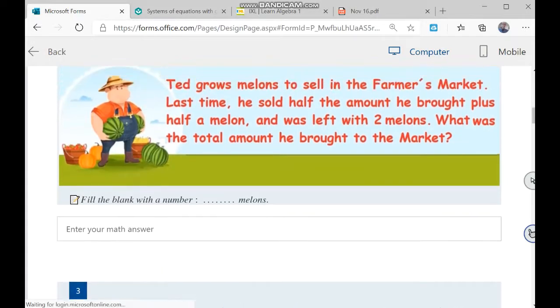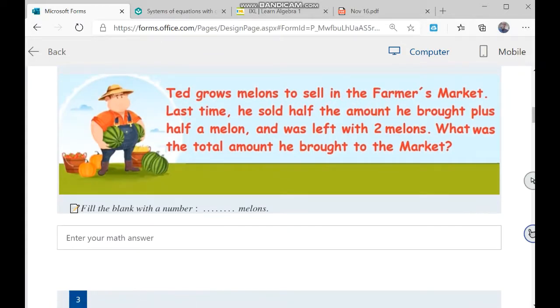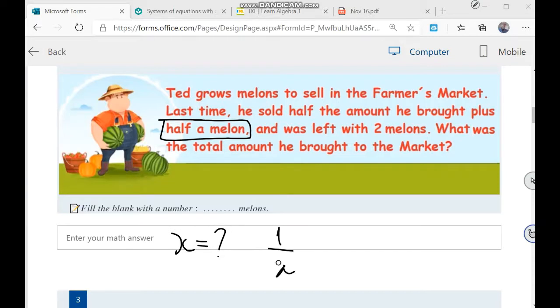So you have to read and understand. We can say x is the number of melons that he brought. And then he sold half. At this point, when he sold half, we know that he sold half of the melons, right? 1 over 2, half of x. And we need to know how many that is going to be, 1/2 of x.